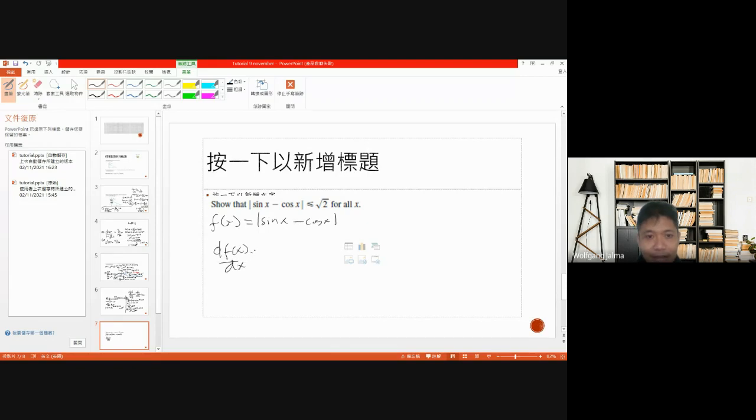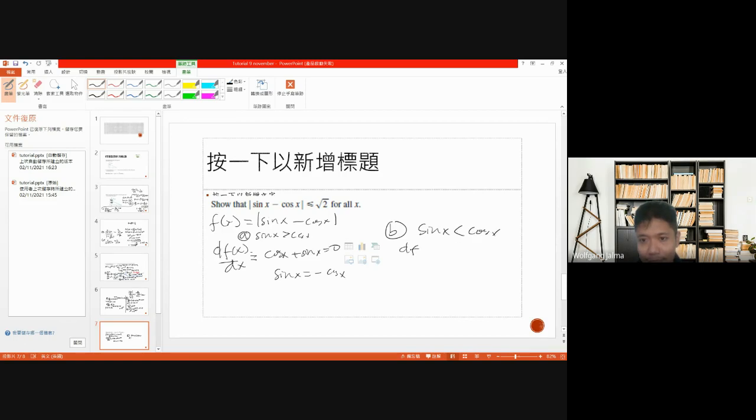Just like before, we divide into two parts. Part a is when sine x is bigger than cos x. So df/dx will be cos x plus sine x equal to 0. So it is when sine x equals minus cos x.